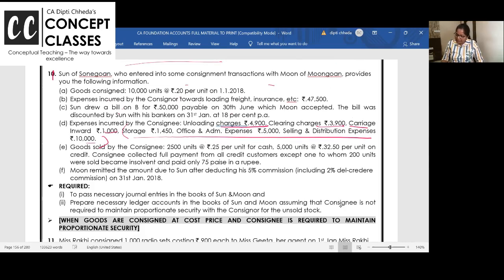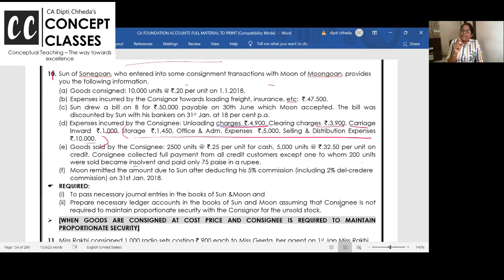Goods are sold by consignee. Consignee collected full payment. Except one customer to whom 200 units were sold became insolvent. So there is a little bad debt also. Moon remitted the amount after taking 5% commission, including 2% Del Credere commission. The 5% commission also includes 2% Del Credere commission.